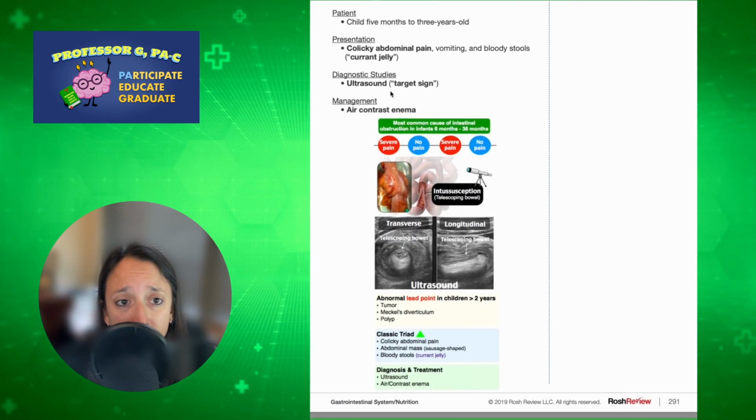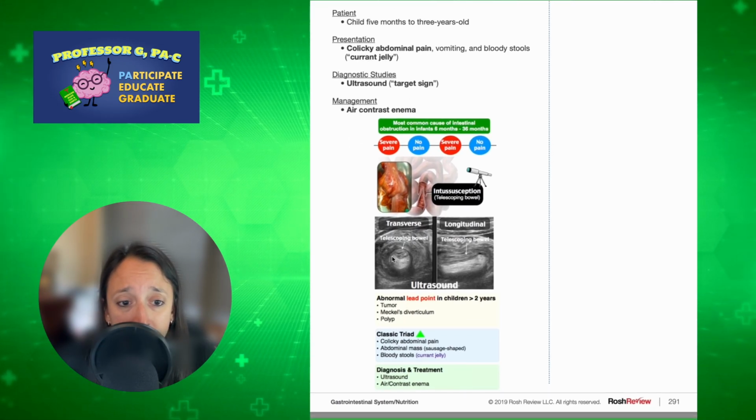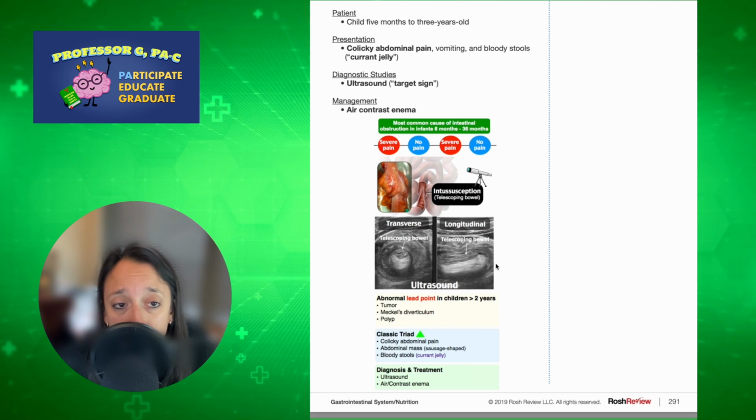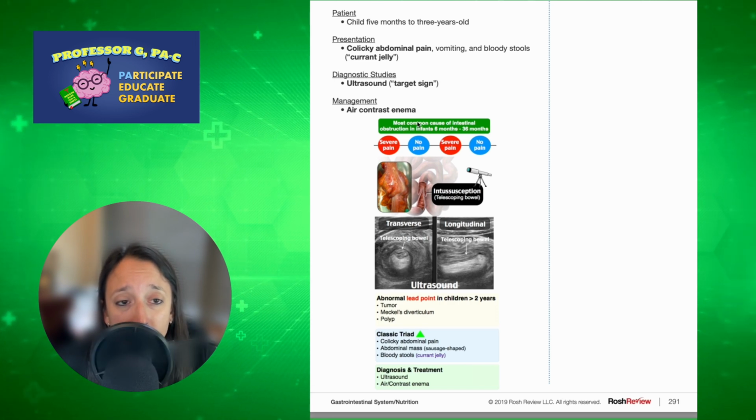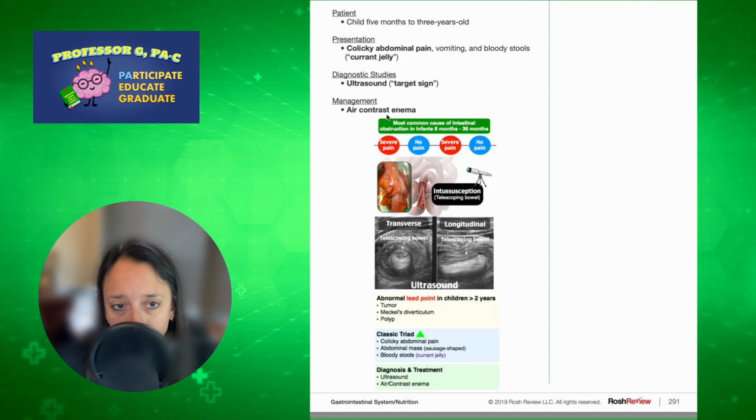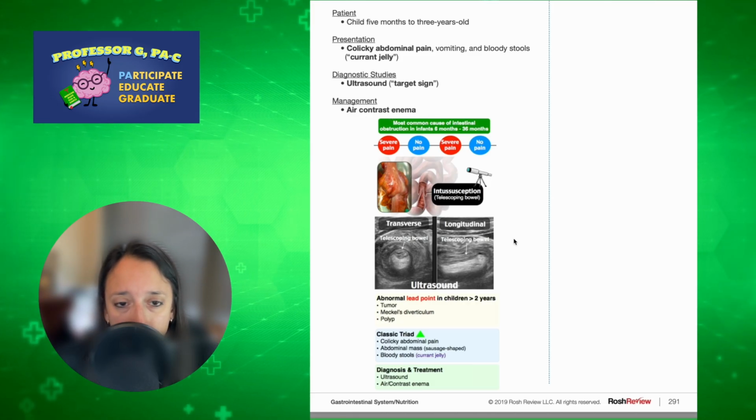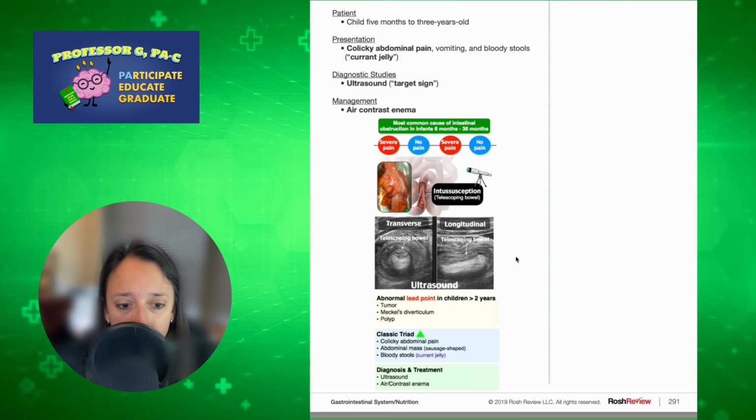Diagnosis I've seen most often done via ultrasound to look for that target sign. Okay, and it's essentially telescoping bowel. You can also diagnose and treat with a contrast enema or air contrast enema. That is both diagnostic and therapeutic, but often we do the ultrasound first.